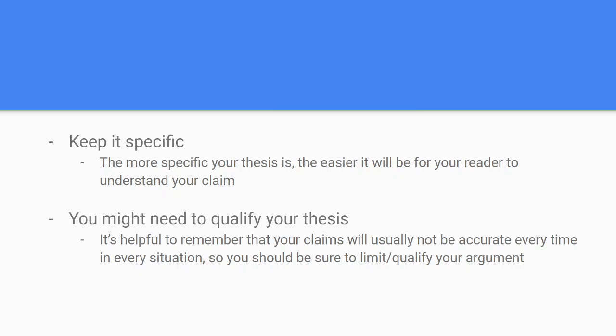And also, you can qualify or limit your thesis by being very specific. In my earlier examples, I wasn't talking about all women, I was talking about women in cities. And in the thesis about divorce, I wasn't talking about divorce across America, I was talking about divorce specifically for middle class people. So by adding in those kinds of qualifying statements, I'm helping give my reader a better idea of what exactly I'm going to be saying.